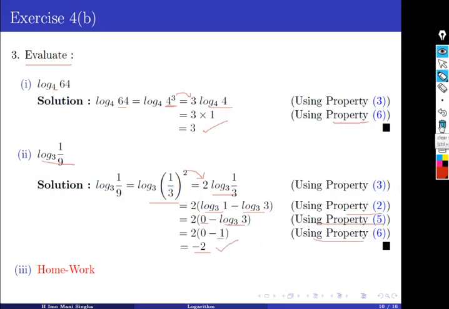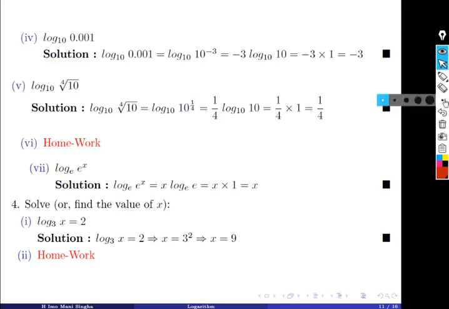Number 3, I am keeping it as homework because it is similar. Similarly, it is very simple. Log of 0.001 base 10. This 0.001 can be written in the form 10 to the power minus 3. So just by applying those properties, we can get minus 3 log 10 base 10. So minus 3 into 1 equal to minus 3.